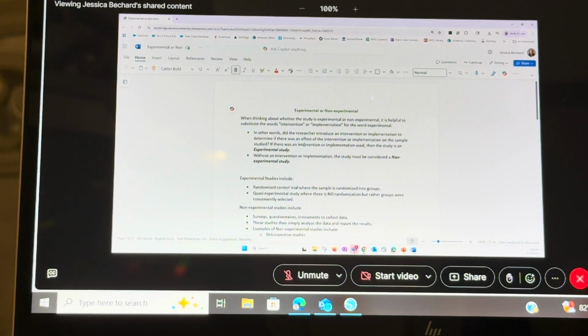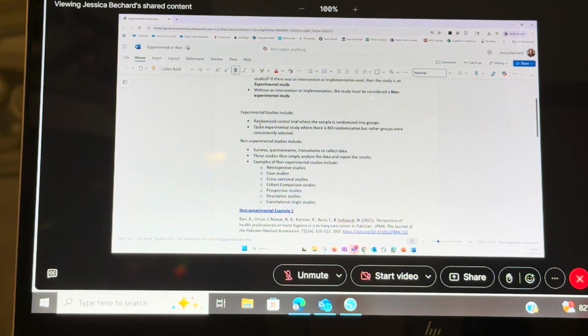So if there isn't anything implemented, then it has to be non-experimental, okay? So we read the differences here. Experimental studies, randomized controlled trials, is where the sample is randomly put into either the control group or the intervention group. The quasi-experimental studies, that's usually where they still have an intervention group and a control group, but they use convenience sampling. Those participants are conveniently selected to go into one of the two groups. That's the only difference between an experimental and a quasi-experimental, okay?